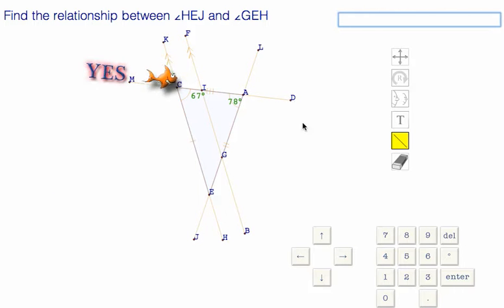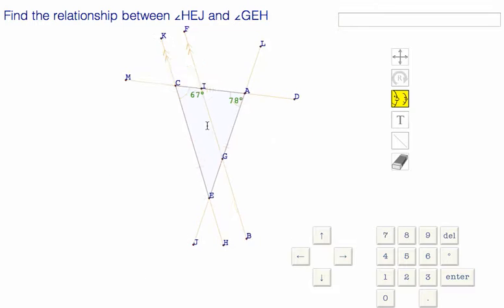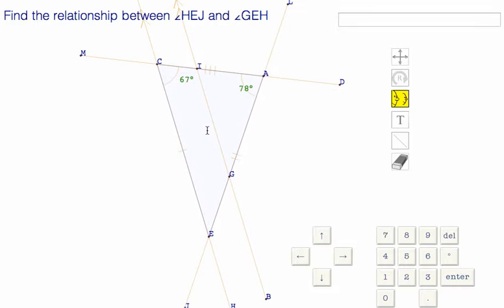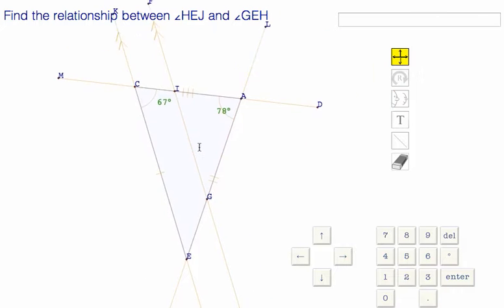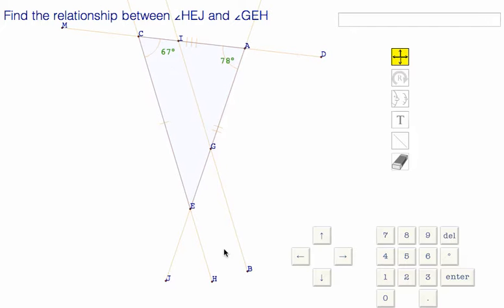Okay, HEJ. Let me make that a little bit bigger. So H to E to J. Where's my H gone? Here's my H, H-E-J. So we're talking about this angle. And G-E-H. So G to E to H. Okay? And we're talking about these two angles. This angle here and that angle there. All right, notice that all together they make a nice straight line, so they're supplementary.